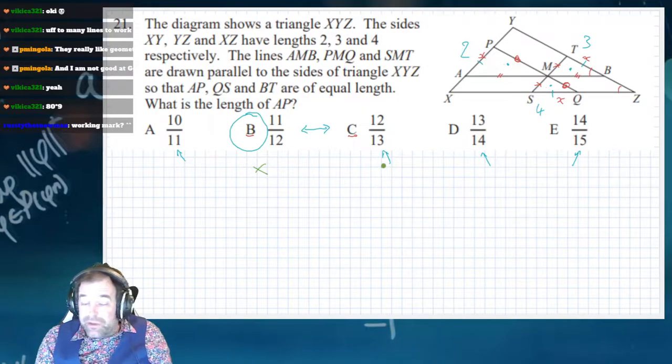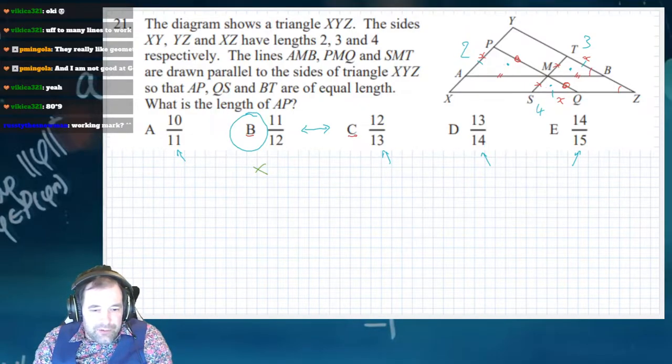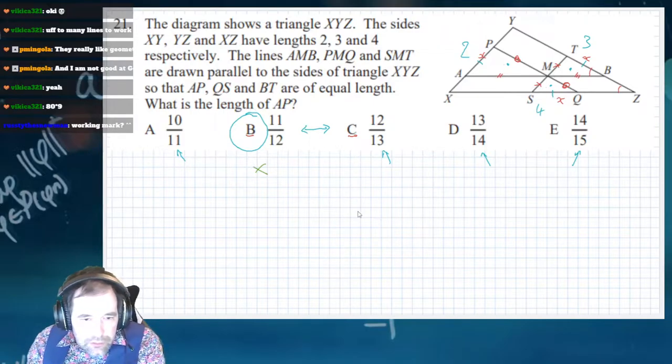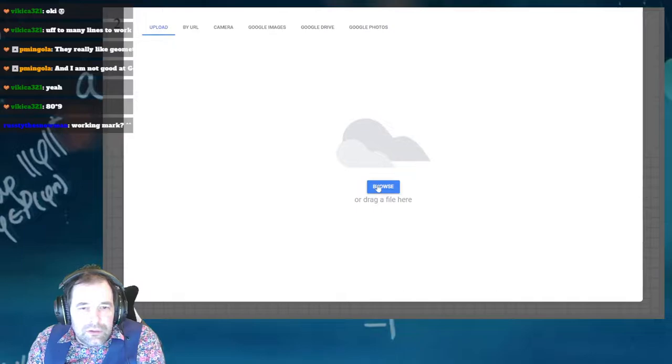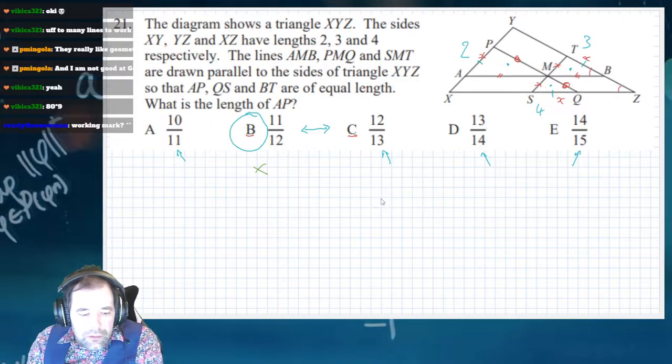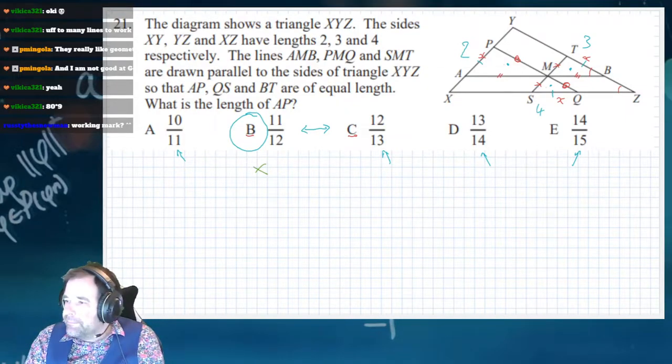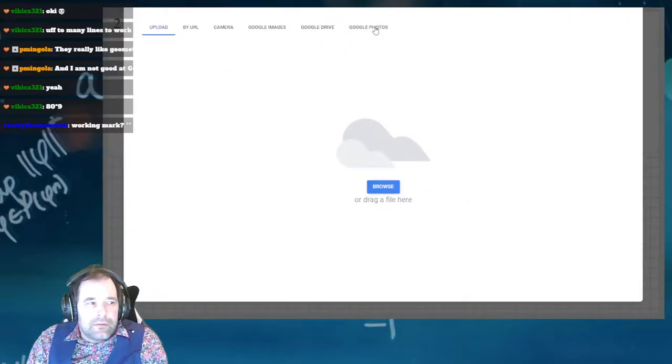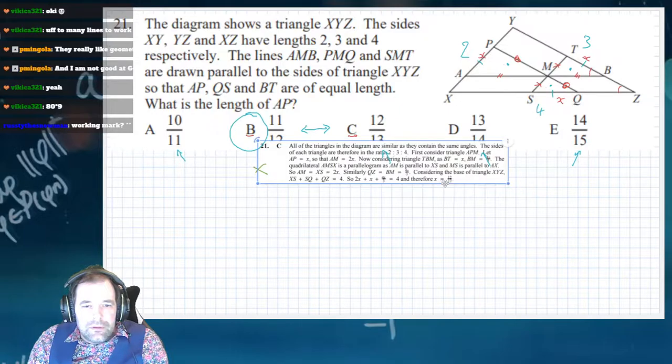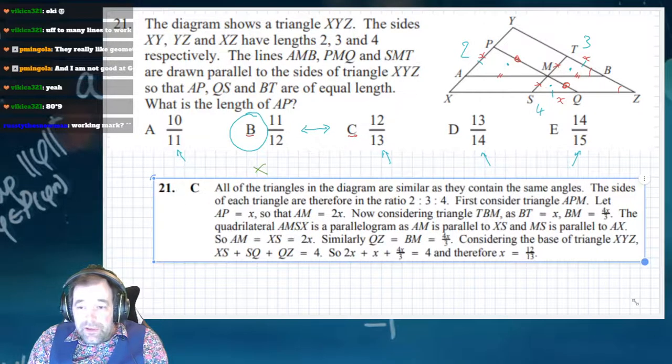So we got question 21 wrong. It's one we didn't really know how to do. All of the triangles in a diagram are similar, as they contain the same angles. So what I'm going to do is copy and paste what they've said underneath, so I'm not just reading it out, because it's right. This is the full answer they've got. So what do I need to do? Give me a sec, save. So I need to upload the answer. Yeah, we've finished now, Rusty.